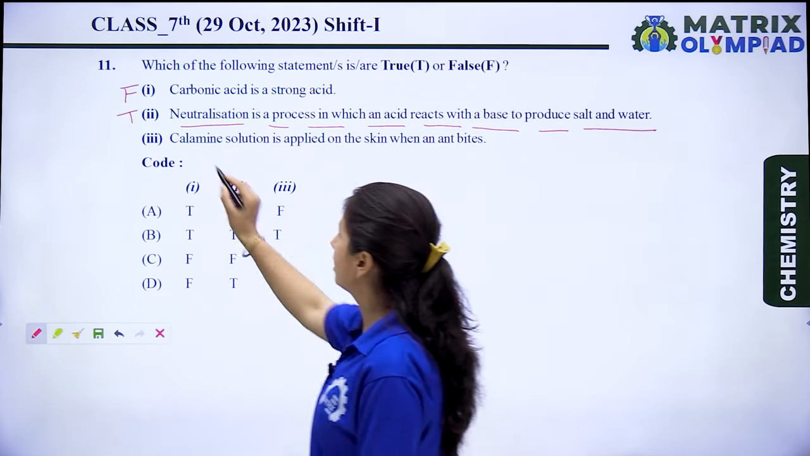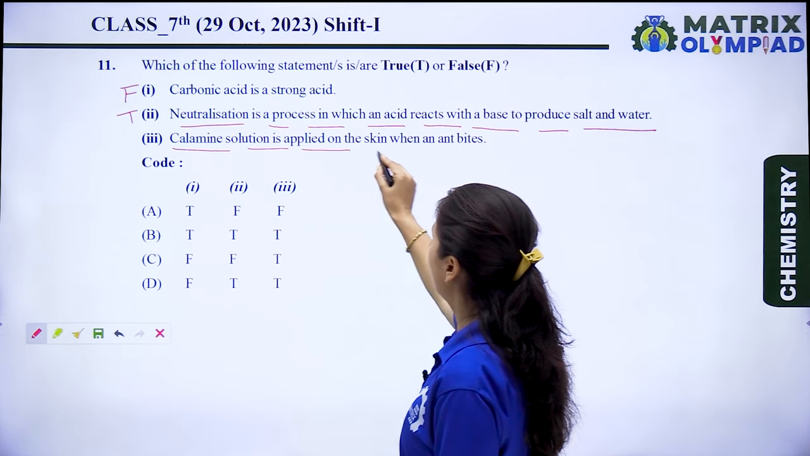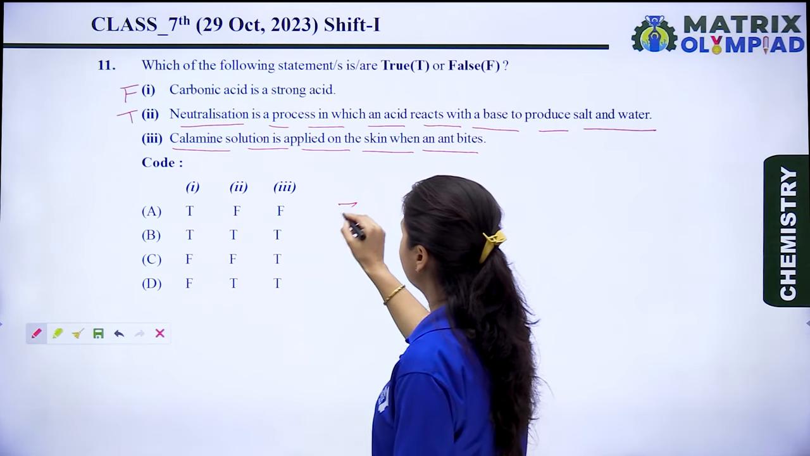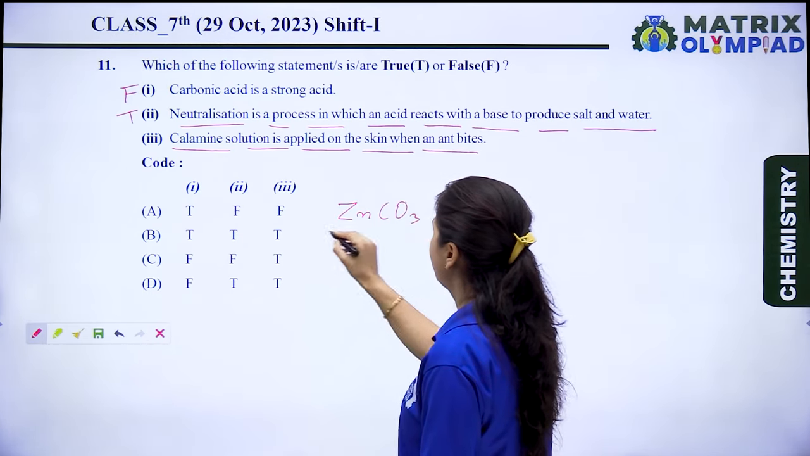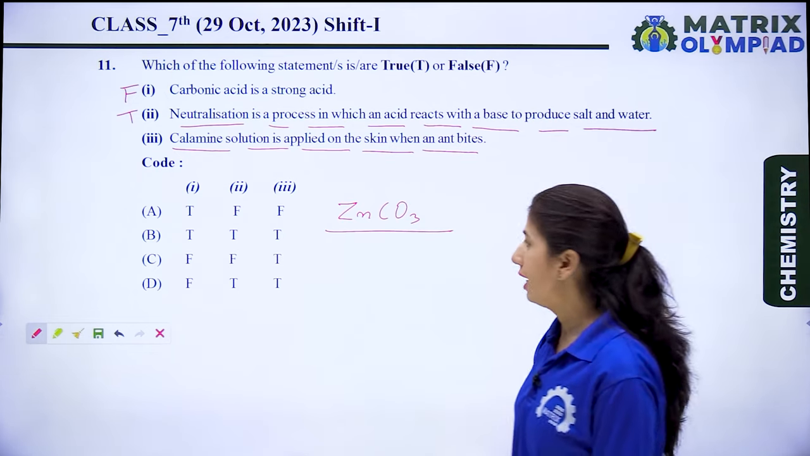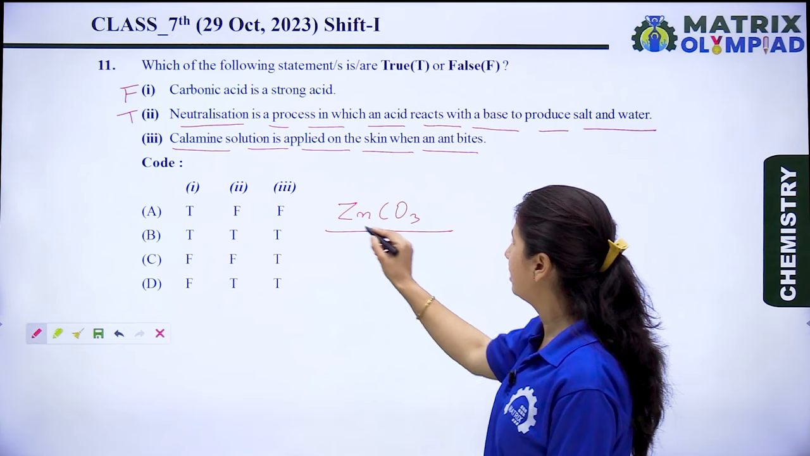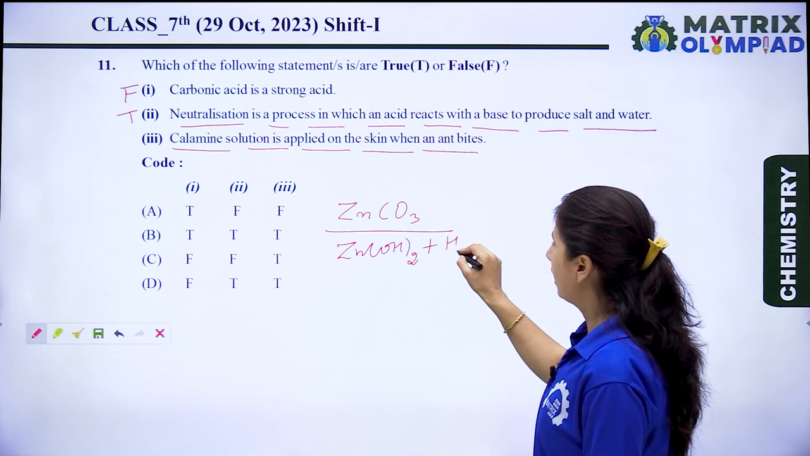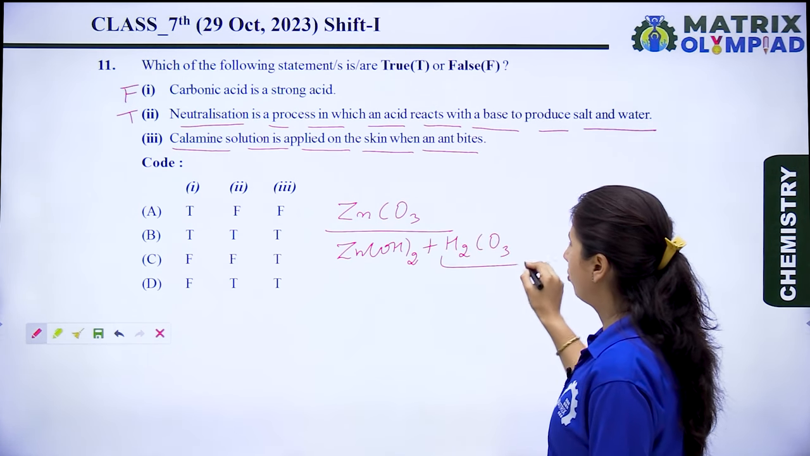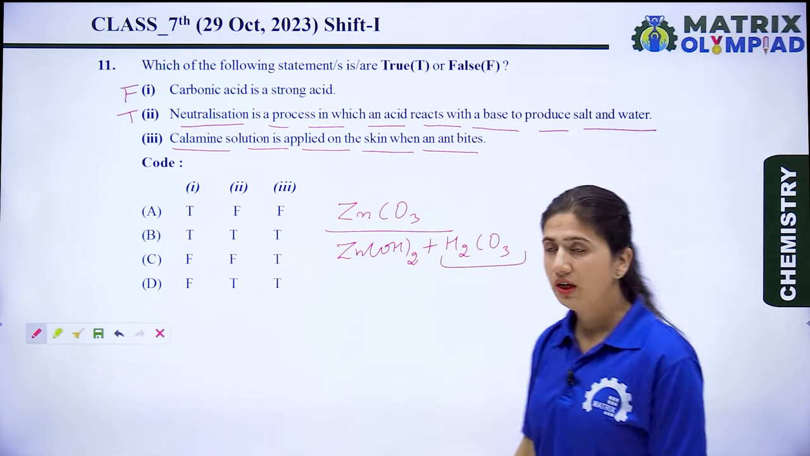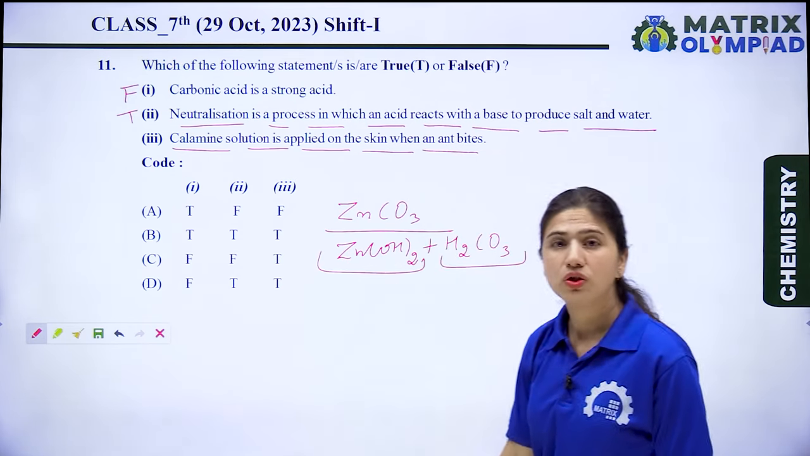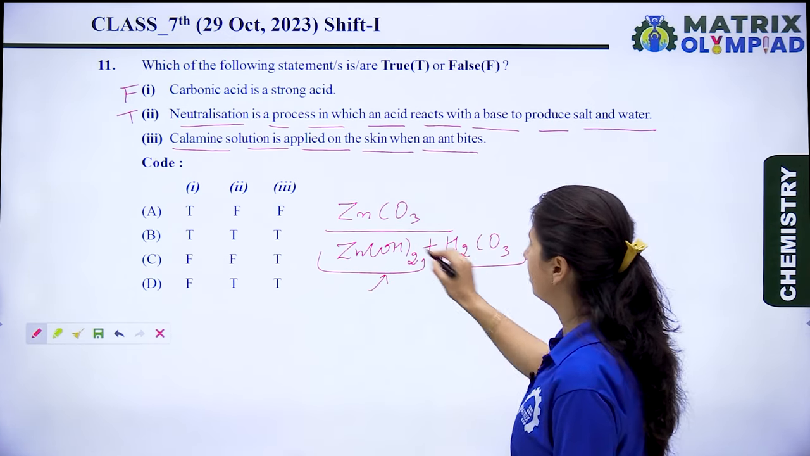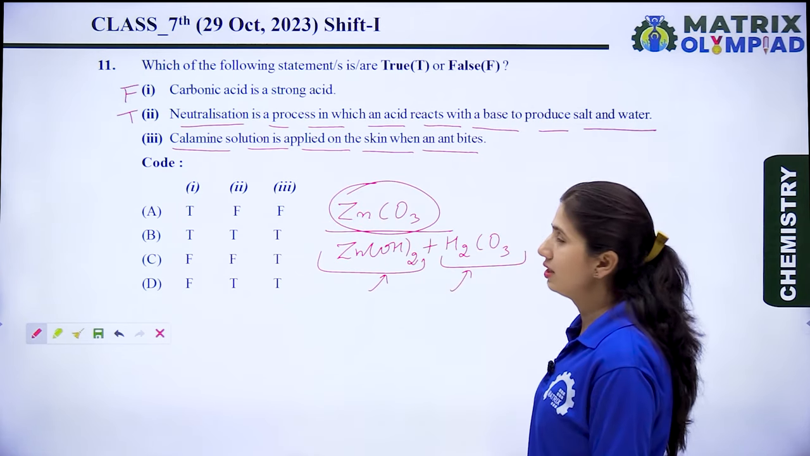Now let's see the third statement. Calamine solution is applied on the skin when an ant bites. We know that calamine is ZnCO3, zinc carbonate. And this zinc carbonate is basic in nature because zinc carbonate is made up of zinc hydroxide and H2CO3, carbonic acid. Carbonic acid is a weak acid and zinc hydroxide is a strong base. So because of a strong base and weak acid, the medium of the salt is basic.